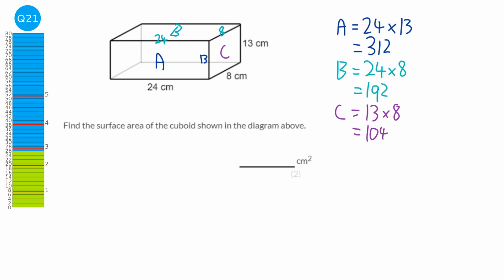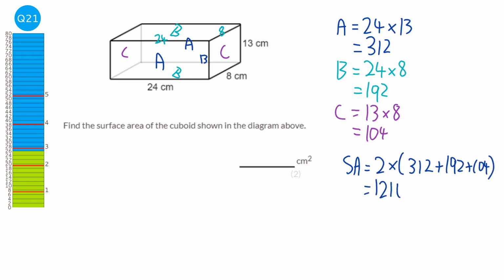Now notice that the faces all have the exact same face on the opposite side. So this one at the back is also A, this one at the side is also C, and the one at the bottom is also B. So what I'm going to do is add up all the areas of the faces and double it. To work out the surface area, we're going to do 2 times 312 plus 192 plus 104. And that will give me 1,216 centimeters squared, because it's an area.